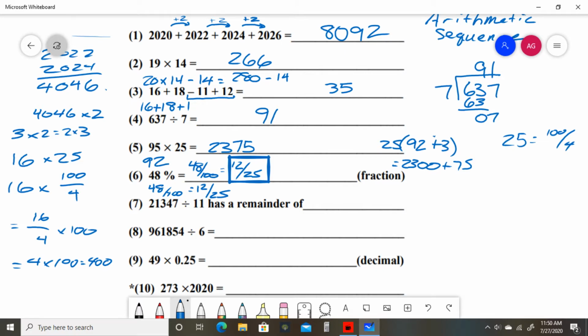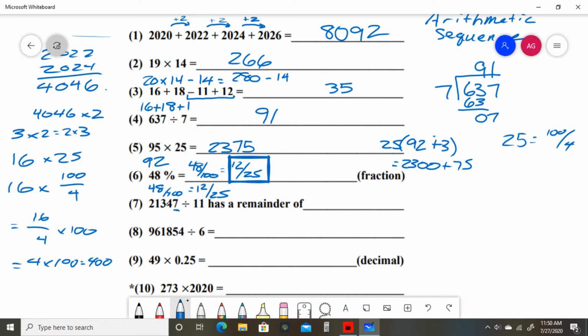Okay, for number 7, we're asked to find the remainder of 21,347 divided by 11. Okay, this may seem rather daunting, but like most things on this test, we do have strategies. We do have tricks for solving these. So what you want to do is start on the right with our 7, and then alternate between subtracting and adding. So what I mean by that is do 7 minus 4 plus 3 minus 1 plus 2.